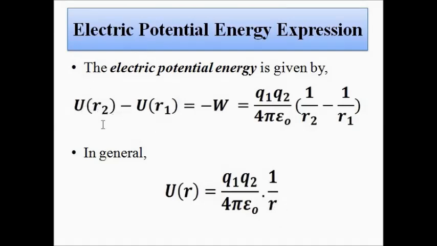Here the change in electric potential energy, Ur2 minus Ur1, is given by q1 q2 by 4 pi epsilon 0 into 1 by r2 minus 1 by r1. If we open the bracket, it will become q1 q2 by 4 pi epsilon 0 into 1 by r2 minus q1 q2 by 4 pi epsilon 0 into 1 by r1, which is equivalent to this. So this is the general expression.